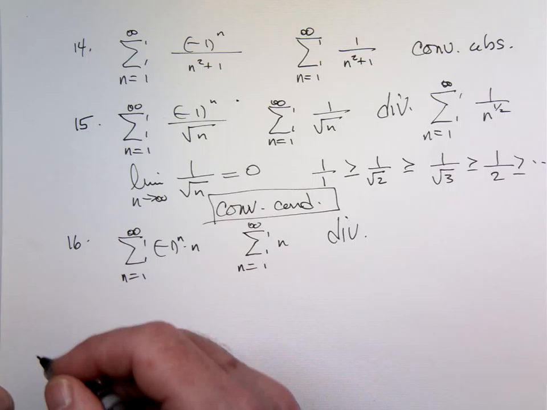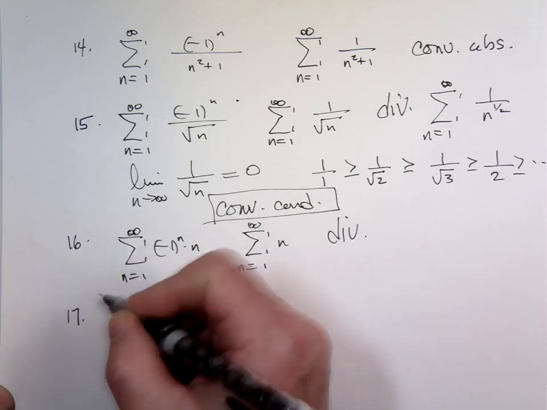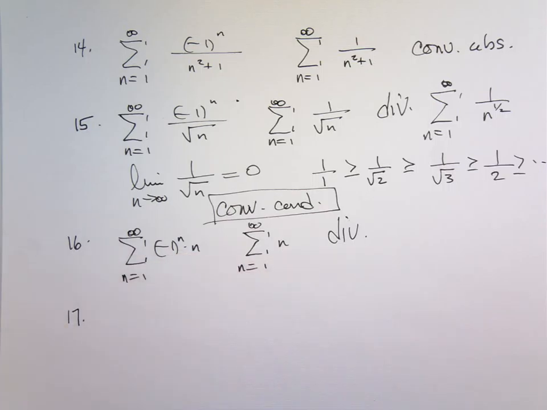All right, 17 and 18. Let's take a look. We got radius of convergence for each power series. All right, let's take a look.